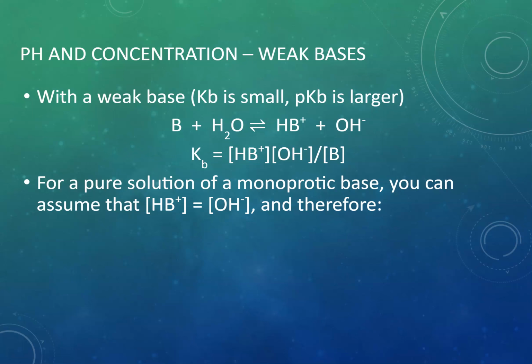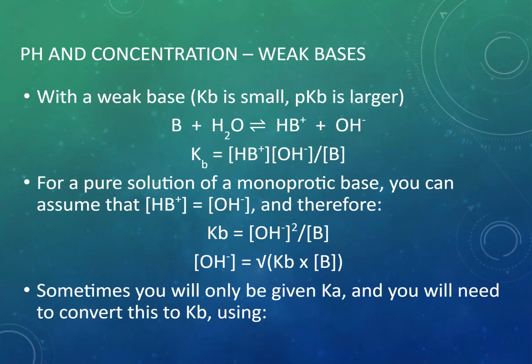So with a weak base, obviously we're going to assume that the HB+ concentration and the OH- concentration are equal, and therefore again we can simplify that down. So we can work out the concentration of our OH-. From that we'll then need to calculate either the pOH and then the pH, or the concentration of H3O+ and the pH.